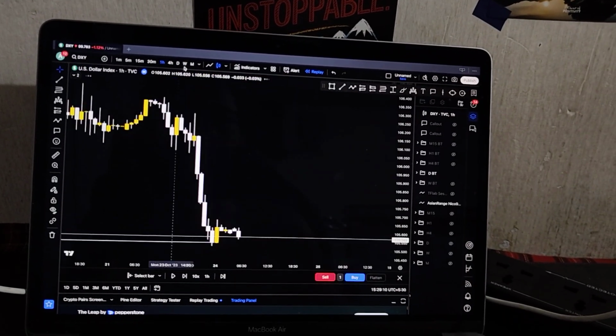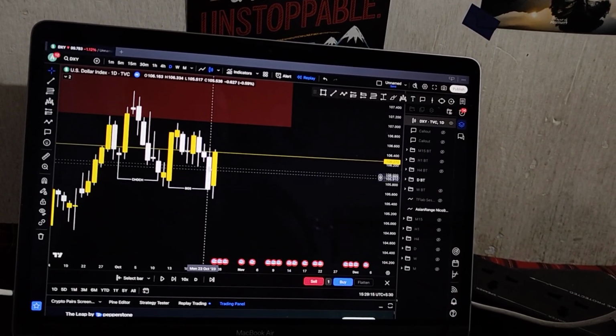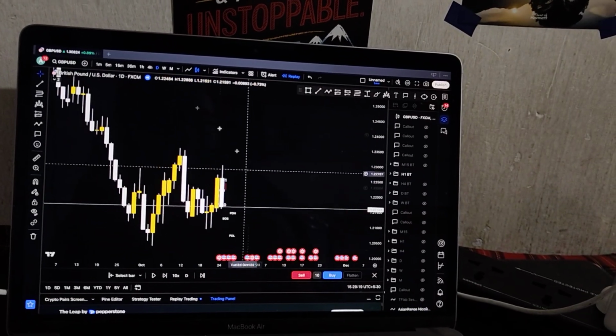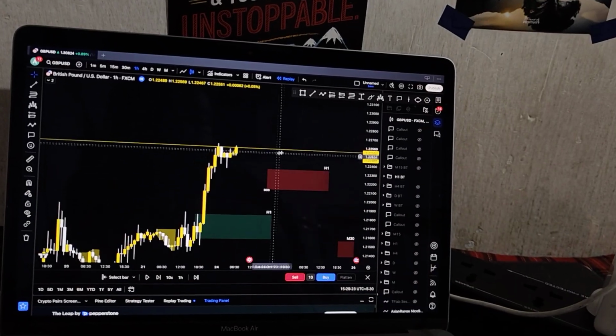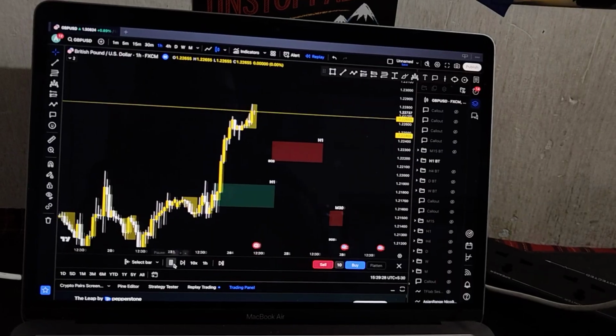And also let me show you the DXY. The bias was also not that clear. Monday closed as a bearish candle, Tuesday closed as a bullish candle again, so it was very, very choppy. The markets are not in the right condition to be traded right now according to our strategy. The best thing you can say is that.